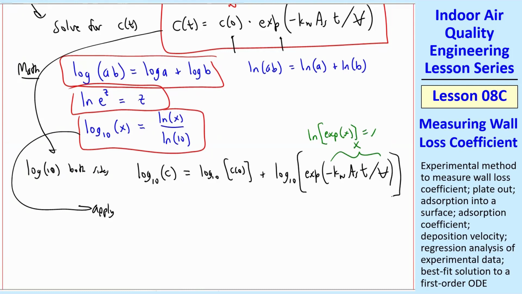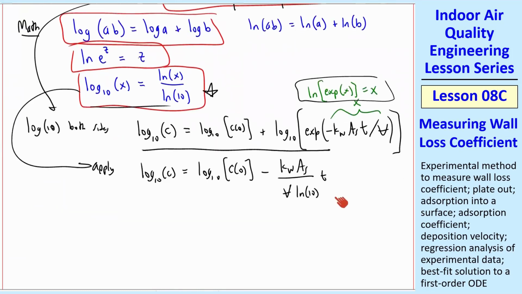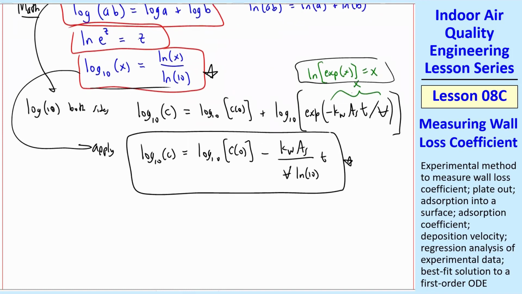So if you apply this third equation here, you end up with log10 of c equals log10 of c naught minus k_w A_s over V natural log of 10, using this guy here, all times t. So now we have the same equation, we just manipulated it mathematically. And now you see that this is the equation for a straight line.